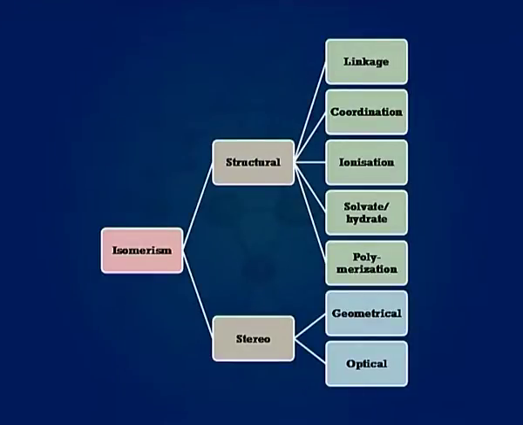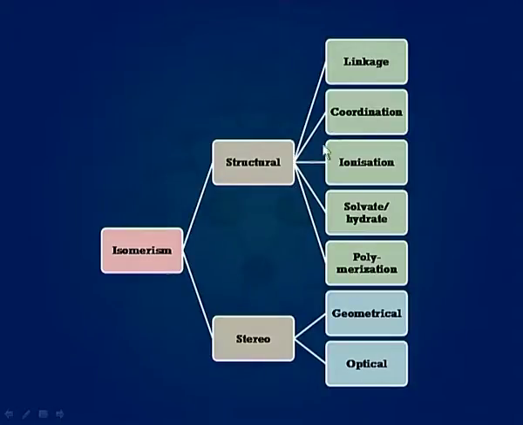Before proceeding further, let us recall what isomerism is and what isomers are. Isomers are two or more compounds that have the same chemical formula but a different arrangement of atoms. Because of the different arrangement of atoms, they differ in one or more physical or chemical properties. Two principal types of isomerism are known among coordination compounds: structural isomerism and stereoisomerism, which is also known as spatial isomerism. These two isomerisms can be further subdivided.